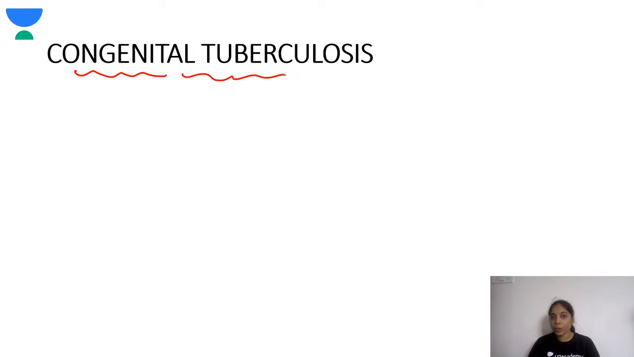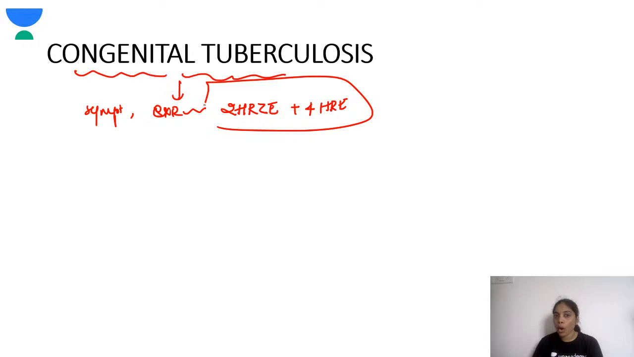So now coming to congenital tuberculosis. Now, if the mother has severe tuberculosis during pregnancy, there are chances that the child can develop tuberculosis. So when a child is born, you have to check for any symptoms, get a chest X-ray to see features of tuberculosis. If the child is diagnosed with tuberculosis, then you have to give 2-HRZE plus 4-HRE. So this is what you have to give.